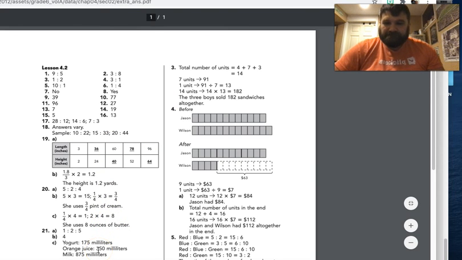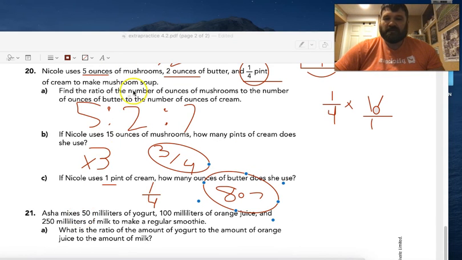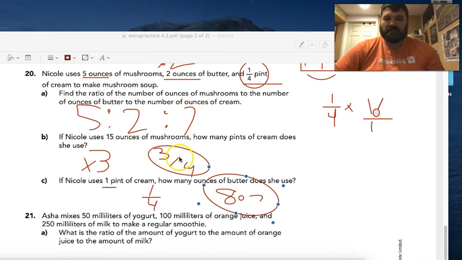5 to 2 to 4. Did we say 5 to 2 to 4? Yeah, we did. Just the 4 got messed up.